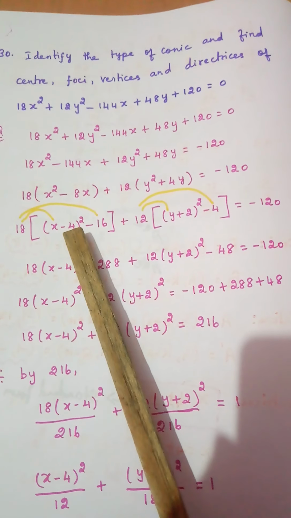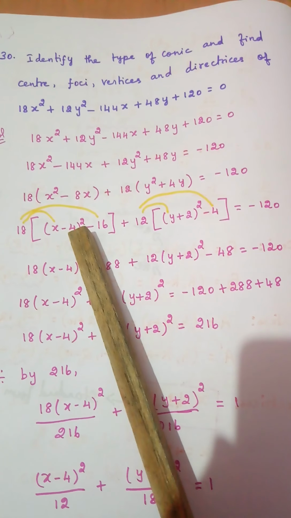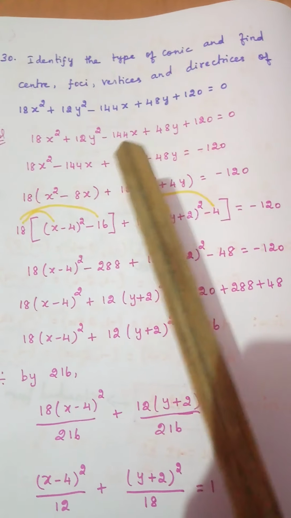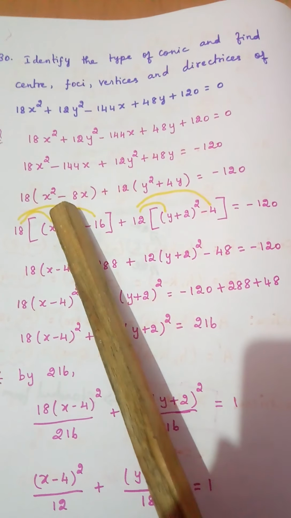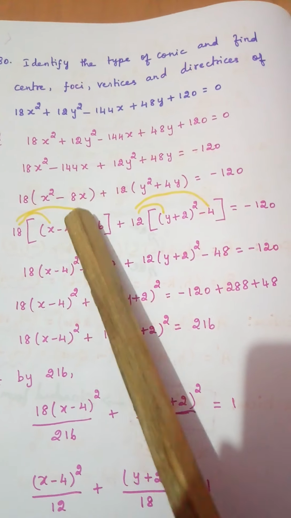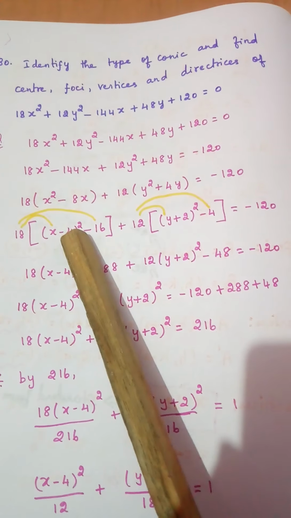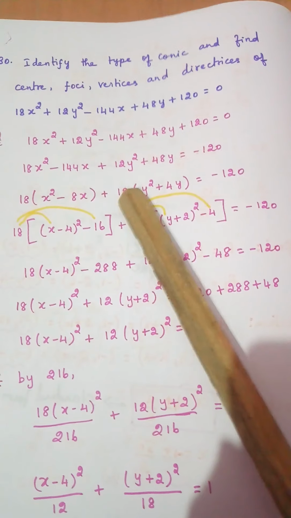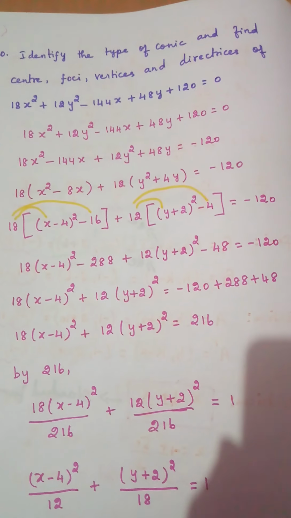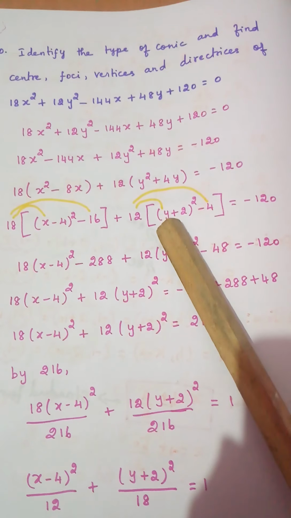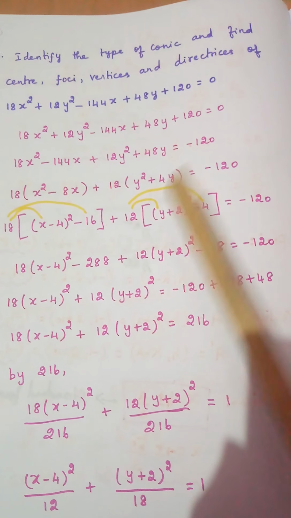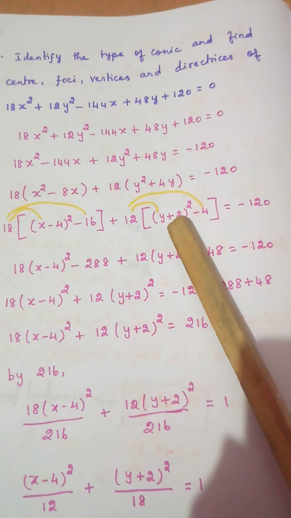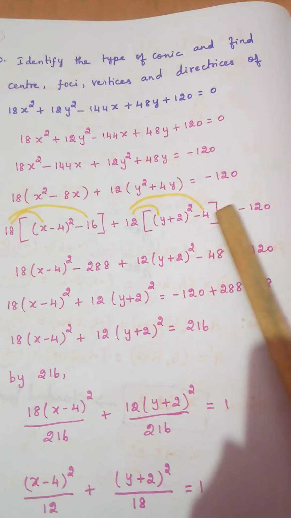And what number are we writing here? 4 I have written, so square it. 4 4s are 16, so subtract that number. So this method is called the completing square method. Again I repeat: x square means x, minus means minus, half of 8 is 4, so whole square. Since 4 is written here, I should write minus 16, because 4 4s are 16, plus 12 into, similarly again the completing square method. See, y square means y, plus means plus, half of 4 is 2, whole square. What is 2 square? 4, so minus 4.